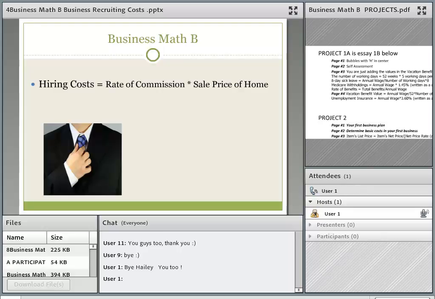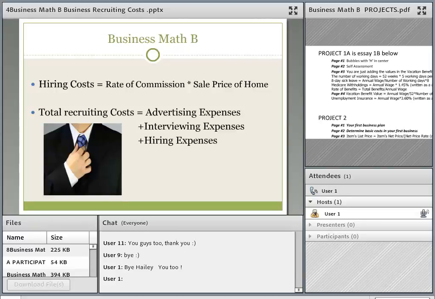Okay, in a business, the way that they calculate these costs, it costs them 2 different ways. The person doing the work to hire someone usually gets paid a commission. And if you're recruiting someone that lives out of state or out of location, that rate of commission is often based off the sale price of the home of the person. Recruiting costs also include the advertisement expenses, the interviewing expenses, and the hiring expenses.